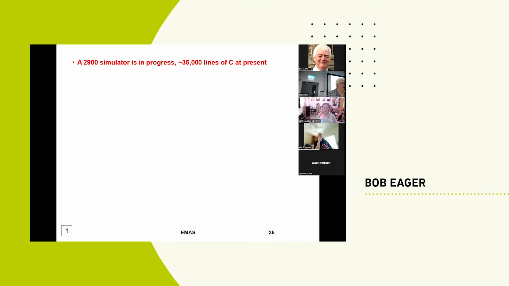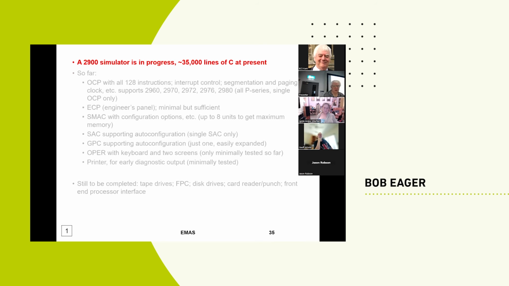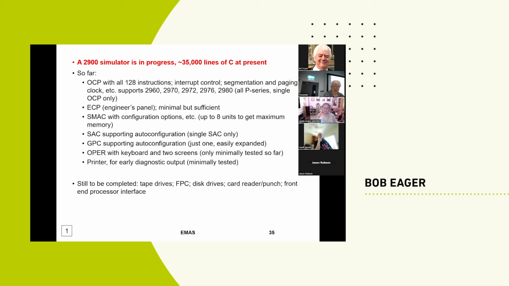So far it's 35,000 lines of C, that simulator, and it does quite a lot. It does the OCP, it does all the instructions, including floating point and all the rest of it. It supports all the possible P-series machines, including the ones that came later. It does the engineer's panel, enough to let you do things that the engineer would have to do. It does a SMAC with configuration options. You can have up to 8 SMACs. The problem is that SMACs can only do up to 2 or 4 megabytes of memory each, so you have to be able to support more than one.